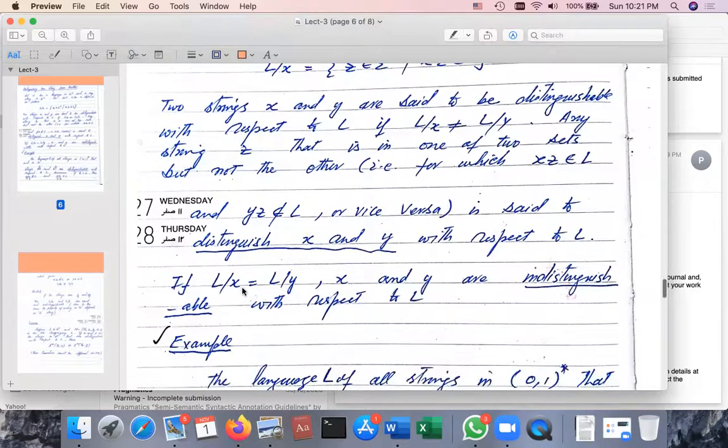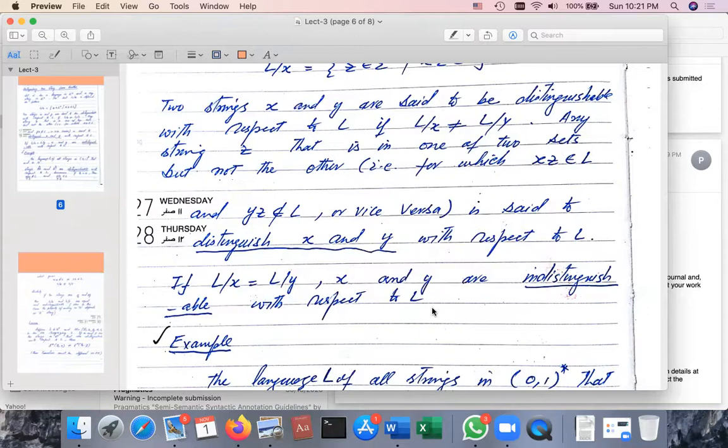And if L over x and L over y, here it is not equal, but if L over x and L over y are equal, then you can say x and y, which are the two strings that you have taken here, are indistinguishable with respect to L, or you can say x and y are not distinguishable with respect to L.